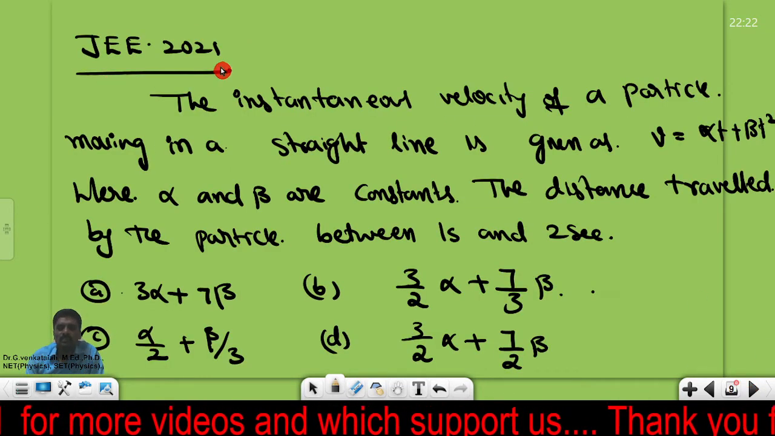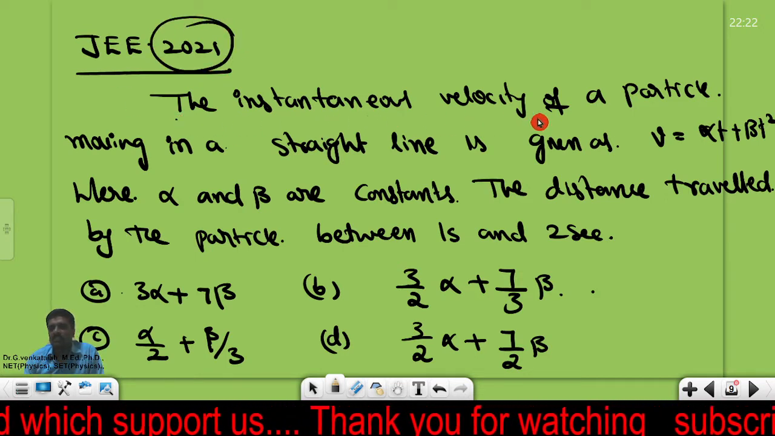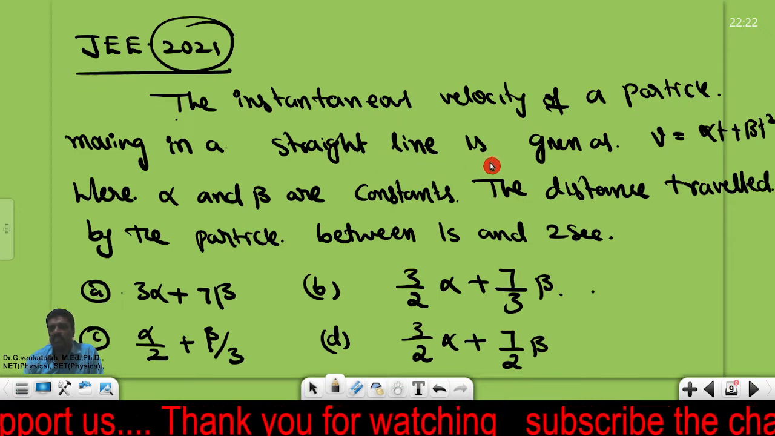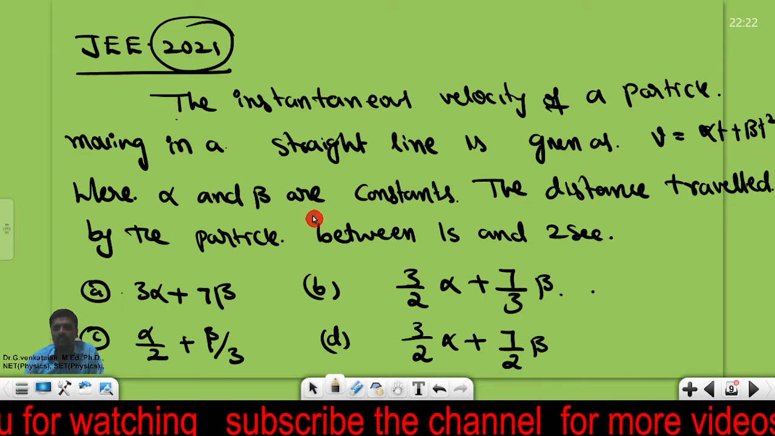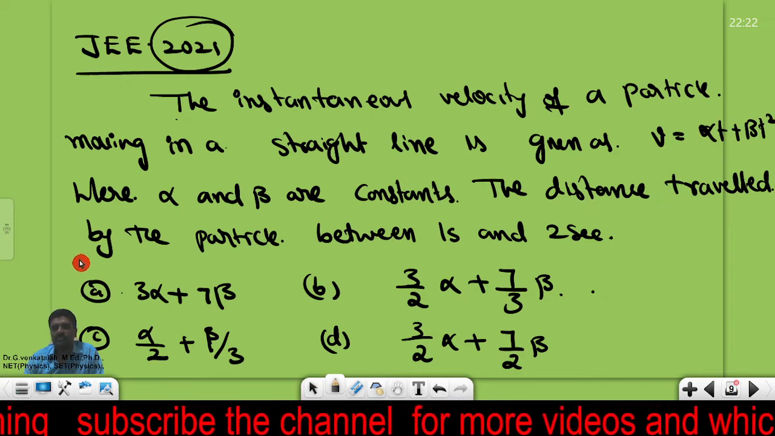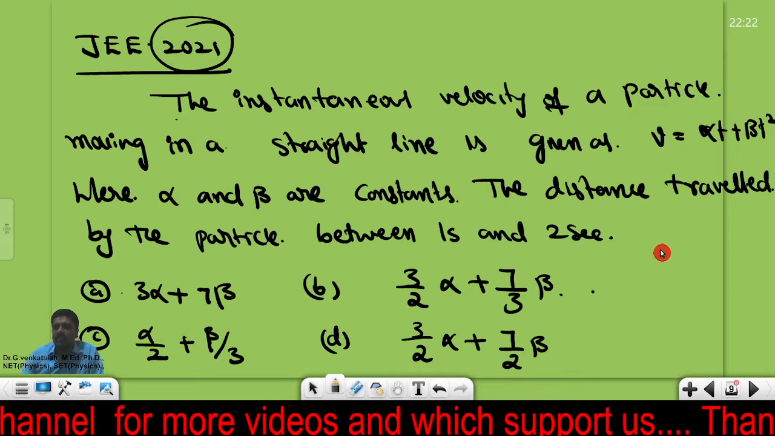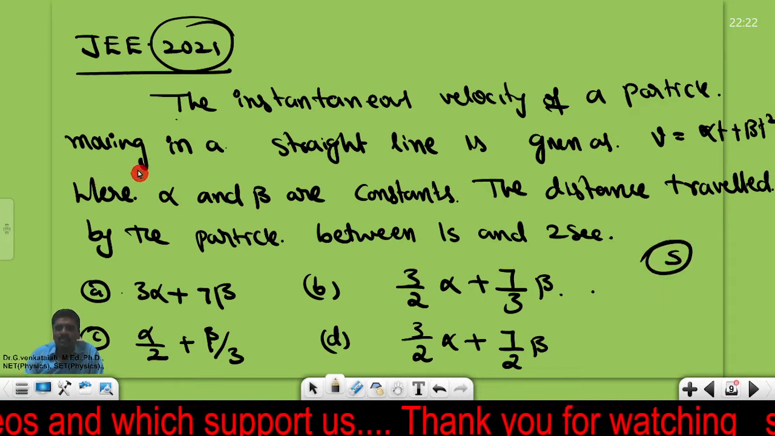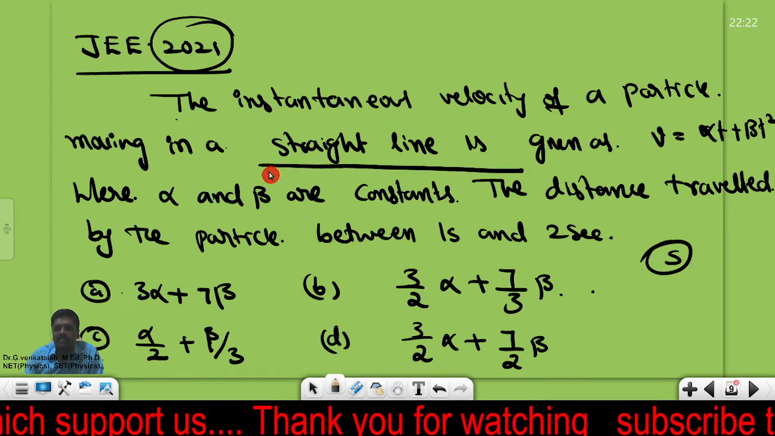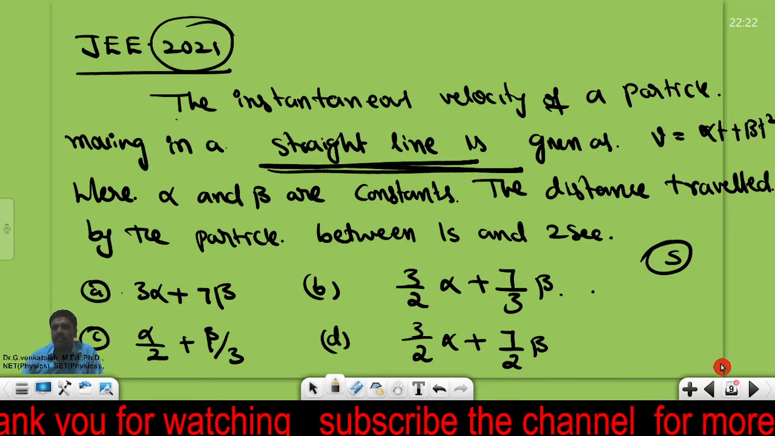So it is the JEE 2021 problem, a recent problem. The instantaneous velocity of a particle moving in a straight line is given by v equal to alpha t plus beta t square, where alpha and beta are constants. The distance traveled by the particle between 1 second and 2 seconds they are asking. They are asking distance. But one condition you need to know: the particle is moving in a straight line. This condition is very important. Without this condition this problem may not be solvable.